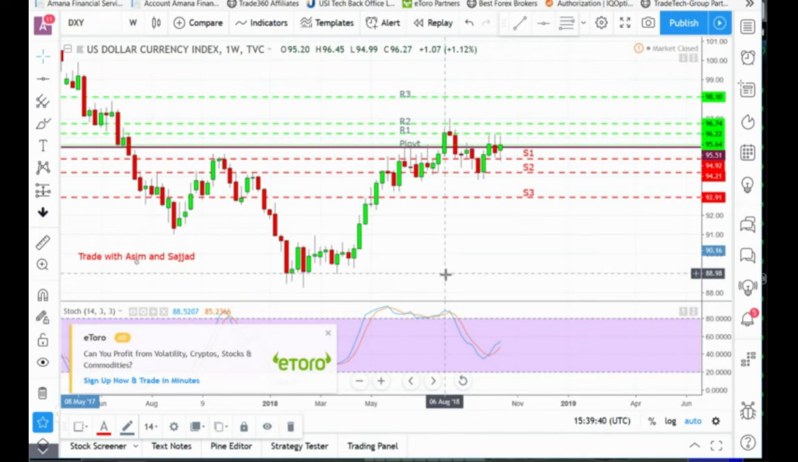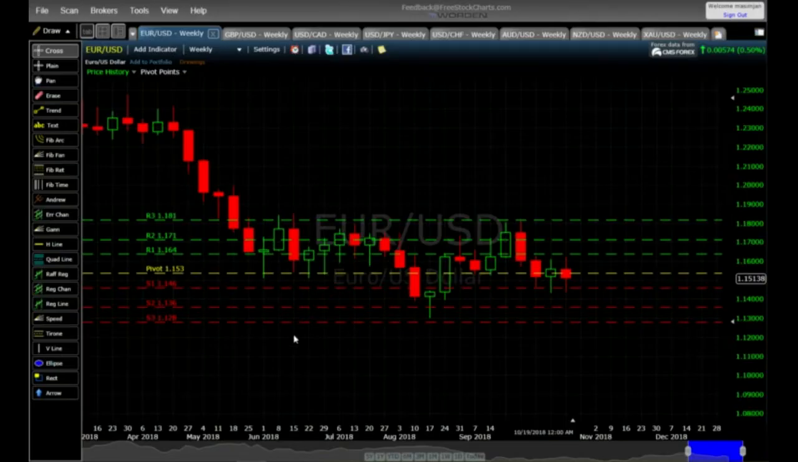Moving on to EURUSD, looking into the weekly outlook, the dollar index is bullish and the EURUSD is bearish on the weekly momentum. As you can see, it got rejected on a weekly basis from support 1 at 1.146. It will try to attempt once again to breach 1.146, depending on the dollar index being stronger, and it might try to reach 1.136.